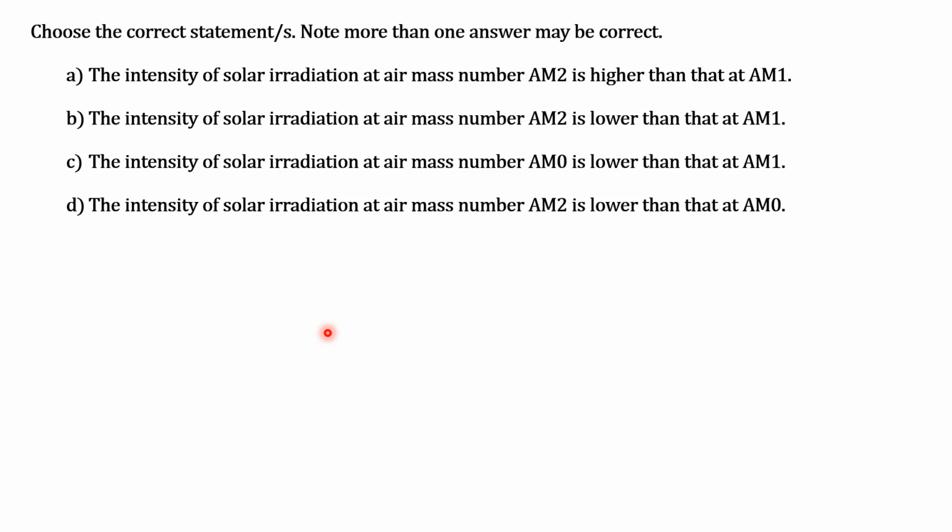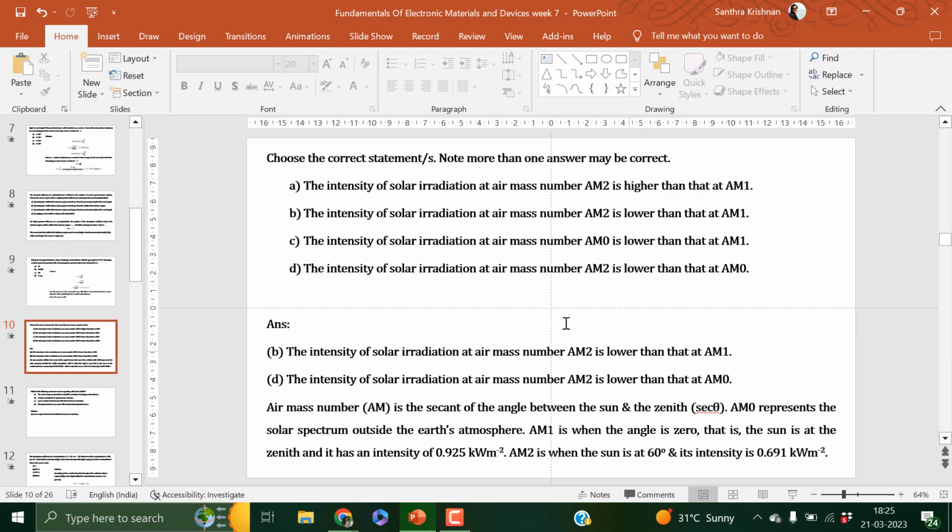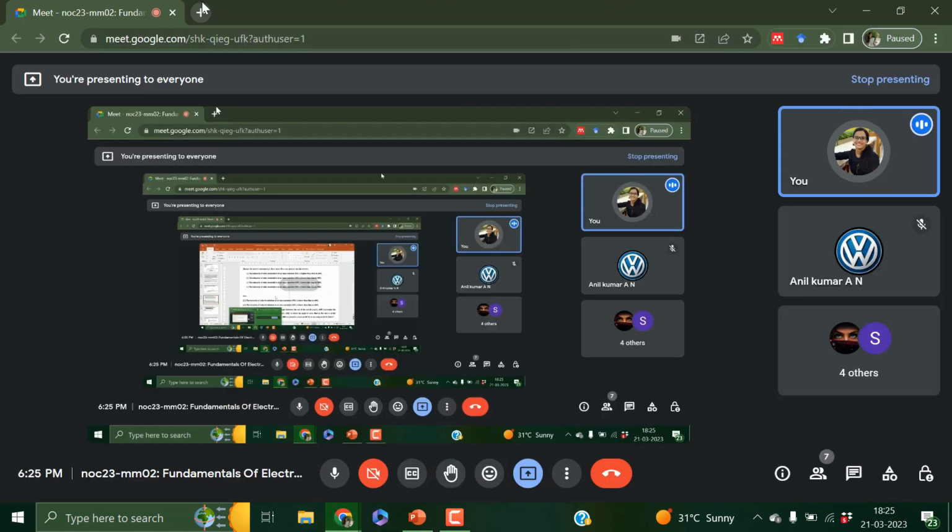Actually they haven't taught anything about air mass, ma'am. Like in solar cells, they have not taught that solar cell efficiency is calculated at a particular AM number. Those kinds of things, have they taught? No, ma'am, they haven't taught in the video. I've seen the complete video. Okay, then I think you'll have to see the explanation. So basically air mass number is the secant of the angle between the sun and the zenith. I think I can get you an image of air mass number. I thought it was taught in class already.